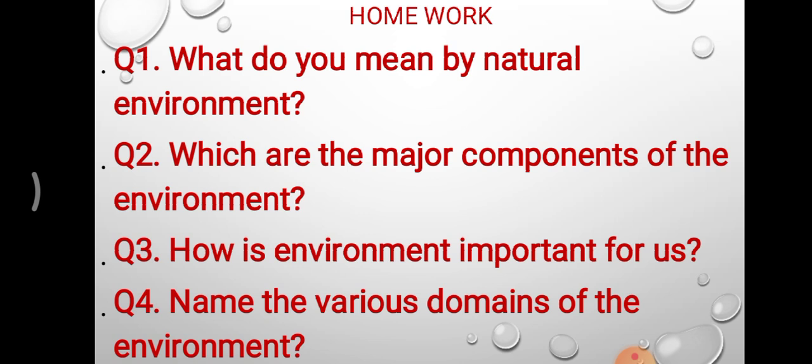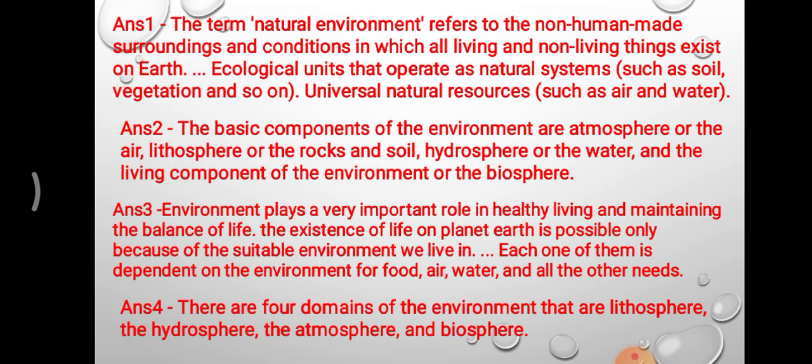How is environment important for us? That is very important for us. Let's see how. Environment plays a very important role in healthy living and maintaining the balance of life. The existence of life on planet Earth is possible only because of the suitable environment we live in. Each one of them is dependent on environment for food, air, water, and all the other needs.